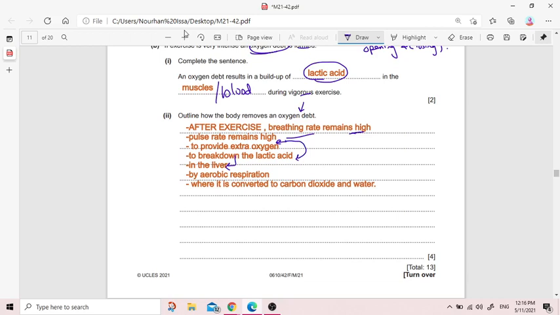How is it broken down? It is an oxidation reaction. It is aerobic respiration. Lactic acid is actually glucose. So it's as if a glucose molecule is divided into two. So the liver uses this lactic acid and it breaks it down by aerobic respiration and converts it to carbon dioxide and water. This is a simple way of saying it.